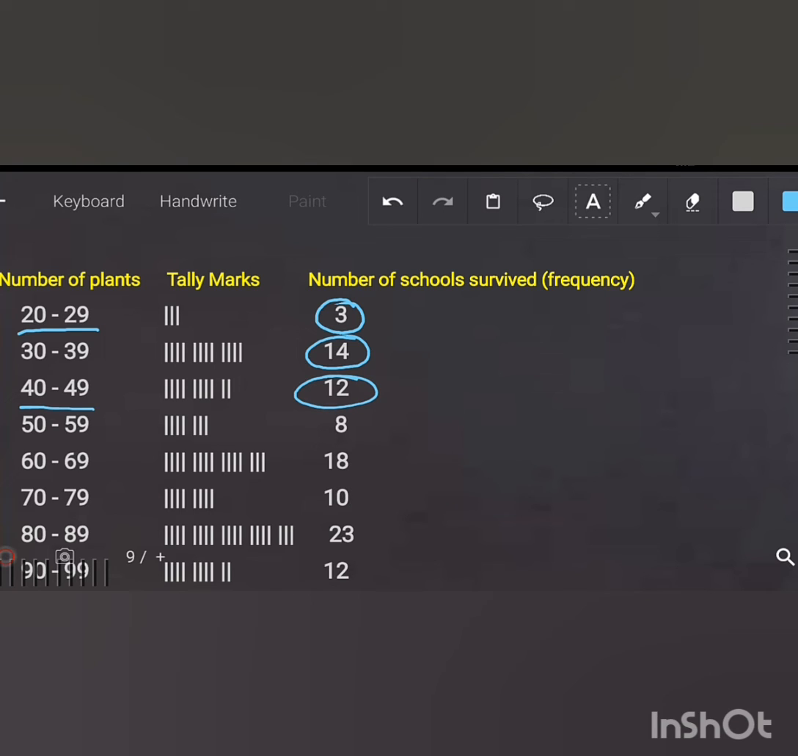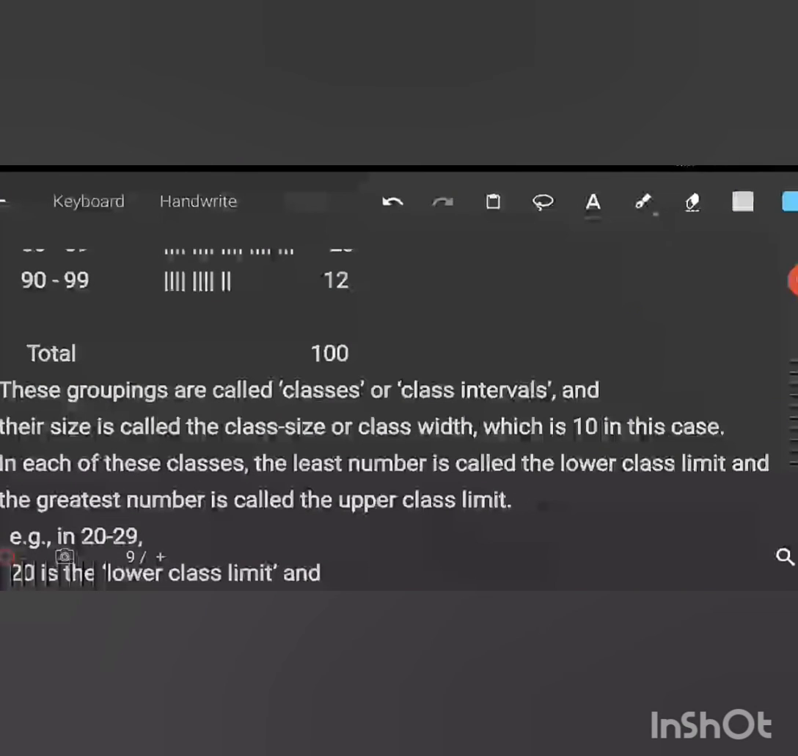Like this you have to observe each of the numbers between 50 to 59, 60 to 69, 70 to 79, and you have to write it here under the number of trees survived. So this is grouped frequency distribution. Okay, so I think it's clear for you how to represent ungrouped frequency distribution and grouped frequency distribution. Let us see some important points here.